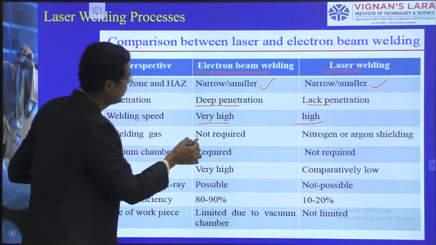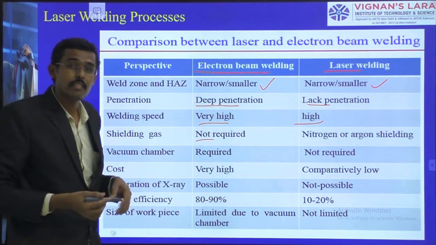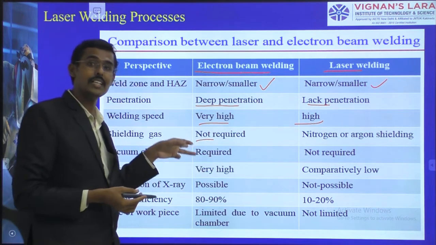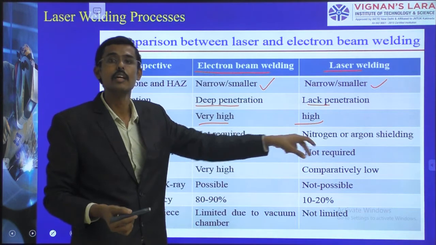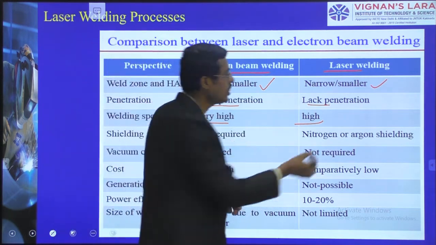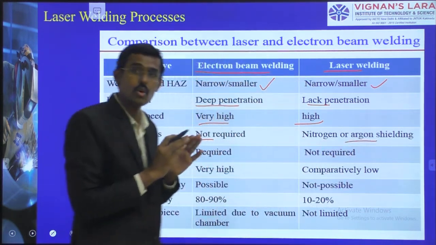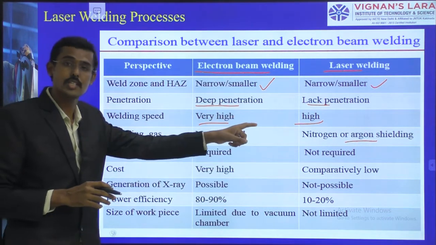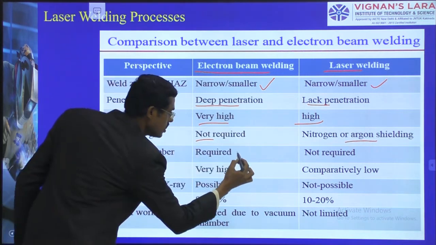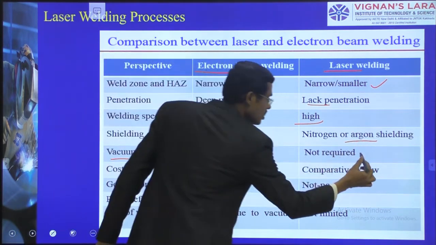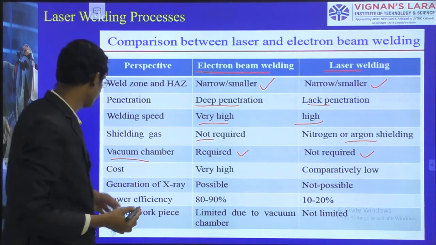Shielding gas is not required here, because this is done in a vacuum. Here we are working at room temperature, therefore it may be required. We can give argon shielding. No reaction takes place, therefore we give inert shielding. A vacuum chamber is required here. That is not required there; we can work in the atmosphere.